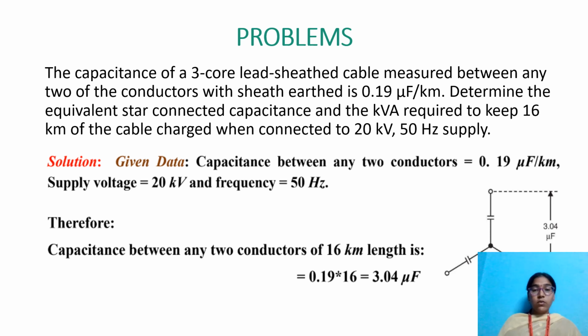The capacitance of a three-core cable measured between any two conductors and sheath is 0.19 microfarad per kilometer. We have to determine the star-connected capacitance in kVA. The given data: capacitance between any two conductors is 0.19 microfarad per kilometer, supply voltage is 20 kilovolts, and frequency is 50 Hz.